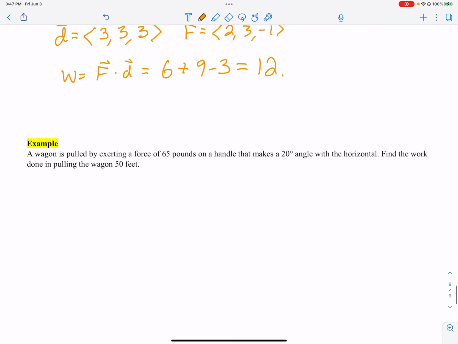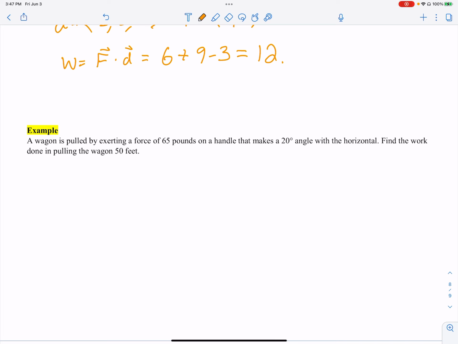All right, last example for this. A wagon is pulled. I'm going to draw a wagon. By exerting a force of 65 pounds on a handle that makes a 20 degree angle with the horizontal. So I have something like this. The handle's up this way, and I know that it's 65 pounds being pulled that way, so this side is a length of 65. Then we have our angle here, which is 20 degrees. And then they said they're going to drag it for 50 feet.